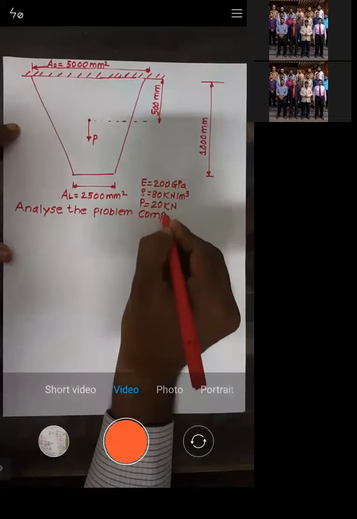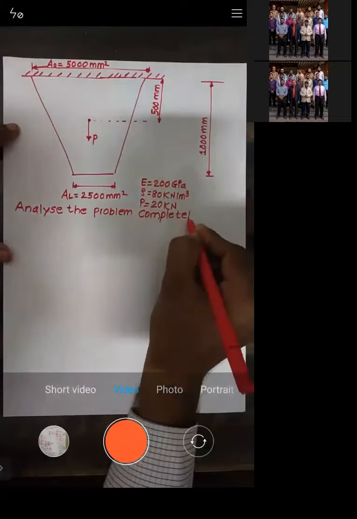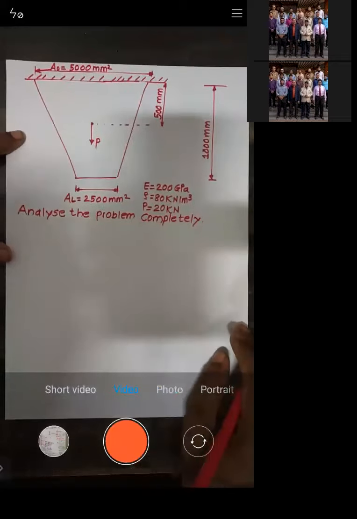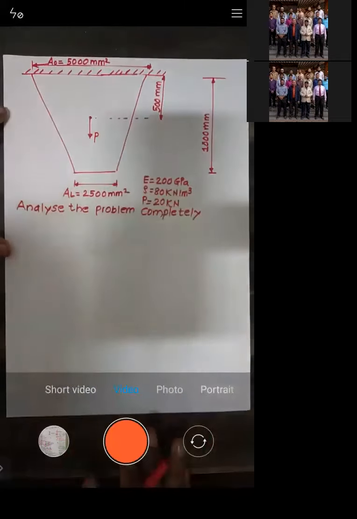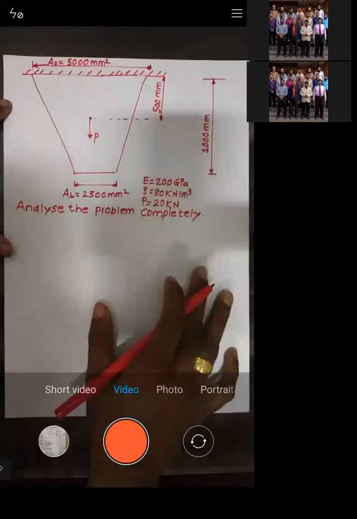Try to understand, when they ask to analyze completely, our final aim is to calculate the value of stress. That is what we are interested in. So when they ask to analyze completely, it means we need to end with the calculation of the stress. This is the problem which has been given.